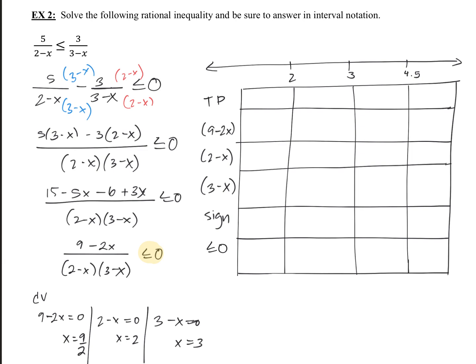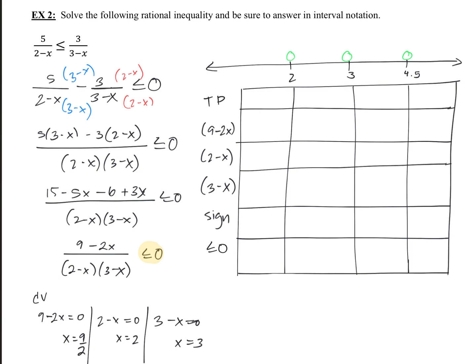Okay, let's pick some test points. Ooh, before that, for each of my critical values, are they going to be included or not? Because remember, this is less than or equal to. So they should all be filled in, right? Because we can let them equal to 0.